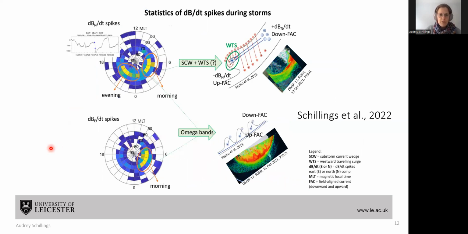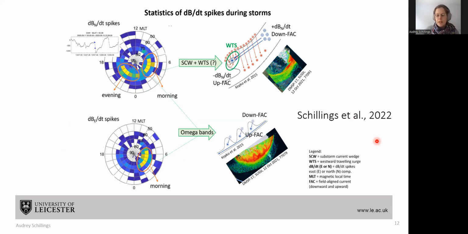Here you have a summary picture of our statistics. On the top one, you have the northern component. On the bottom one, you have the eastern component for the dB/dt spikes. In the northward component, you can see the evening and morning sectors highlighted by the yellow color, and then the morning hotspot in the eastern component. We believe that the morning spikes are related to the omega bands that I just explained, and that the evening spikes are related to the Substorm current wedge and the westward traveling surge.